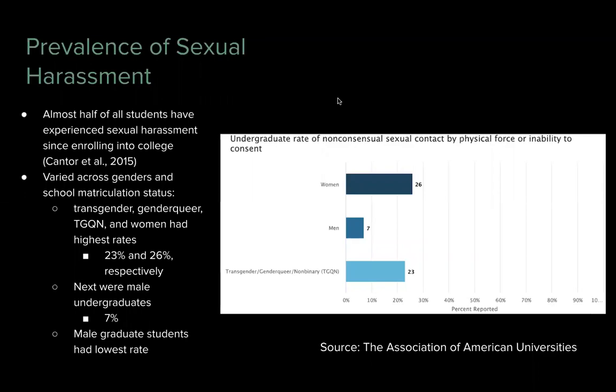Transgender, genderqueer, TGQN, and women have the highest rates of sexual harassment, with 23% and 26% respectively. The next highest were male undergrads with 7%, and then the lowest were male graduate students. I got this from the source of the Association of American Universities.